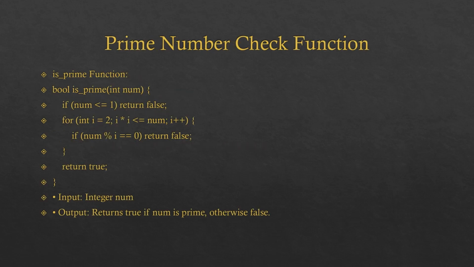Let's dive into the isPrime function. This function takes an integer num as input and checks if it is a prime number. It returns true if the number is prime and false otherwise. The function works by dividing the number by all integers less than its square root and checking for any divisors. If none are found, the number is prime.